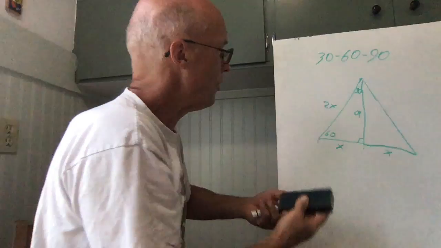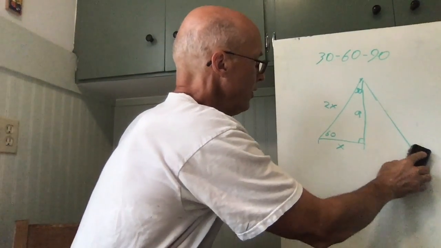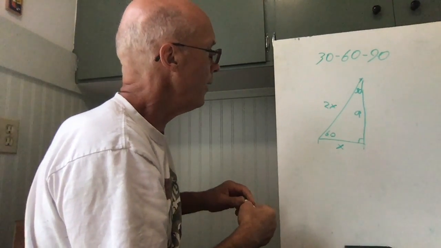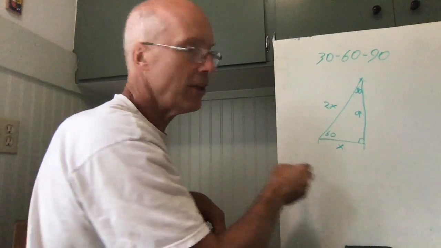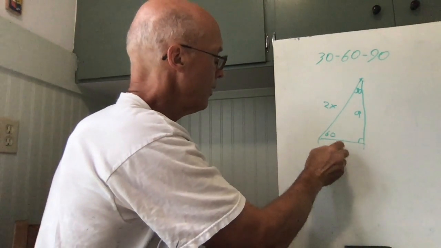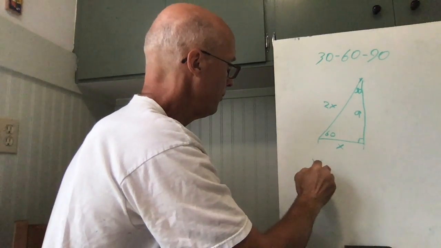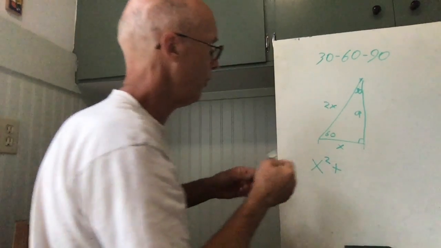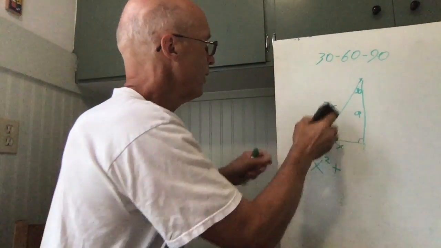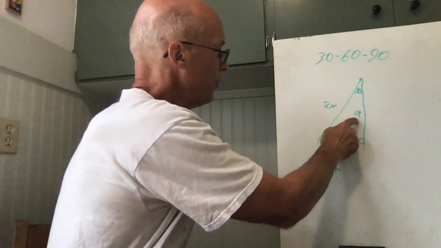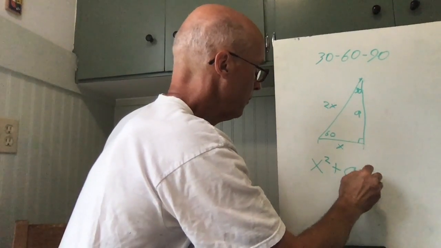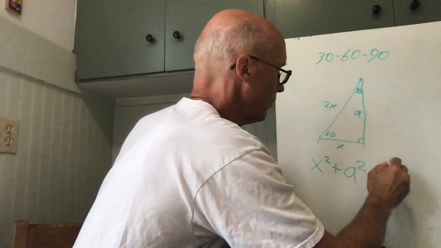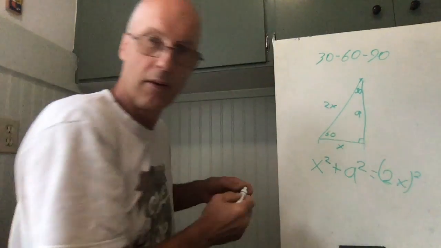Okay, now I think we can get rid of this. All right. So, using the Pythagorean theorem, this leg squared plus this leg squared. Oh, no. Sorry, that's not a leg. That's a hypotenuse. This leg squared plus this leg squared equals the hypotenuse squared. Okay?